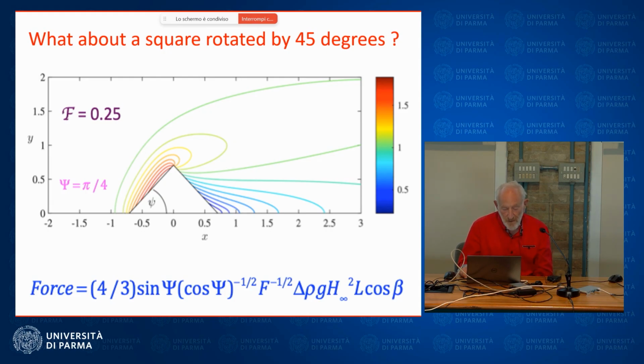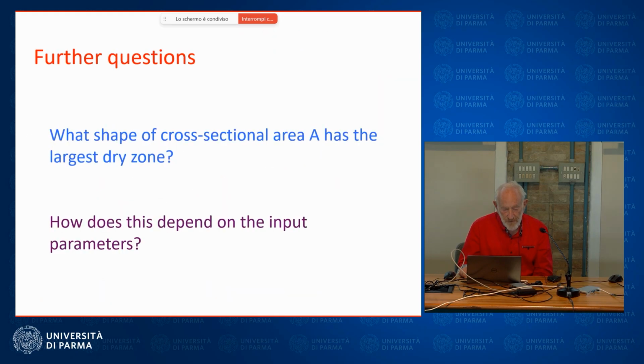I could tell you lots and lots of things. And you can evaluate the force reasonably straightforwardly. Now, there are a number of further questions. What shape of cross-sectional area has the largest dry zone? Now, if you want to build a building, you might decide to have it circular or square or rectangular. And how does this depend on the input parameters?